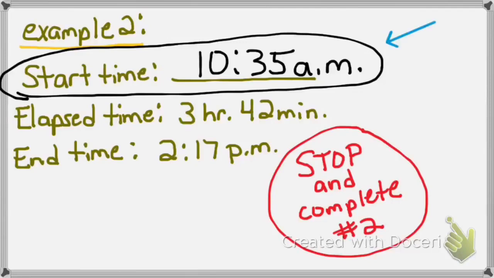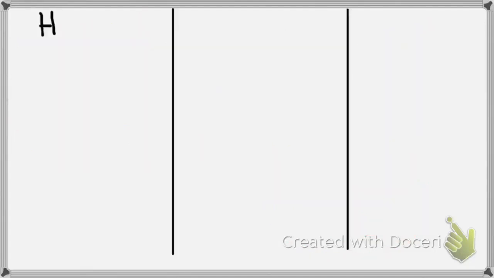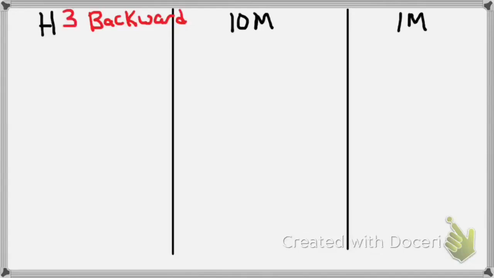So let's review. When asked to find the start time, I set it up the same way with my 3 columns, labeling the first one H for hours, the middle one 10M for 10 minutes, and the last one 1M for 1 minute. When asked to find the start time, I need to work backward, so I write down backward nice and big and in red on the top so I don't forget that. I take my elapsed time and separate it as usual. So I write in my hours, in this case it was 3. My minutes, I break up my 10s and my 1s. So in this case I had 40 minutes and 2 separate single minutes.